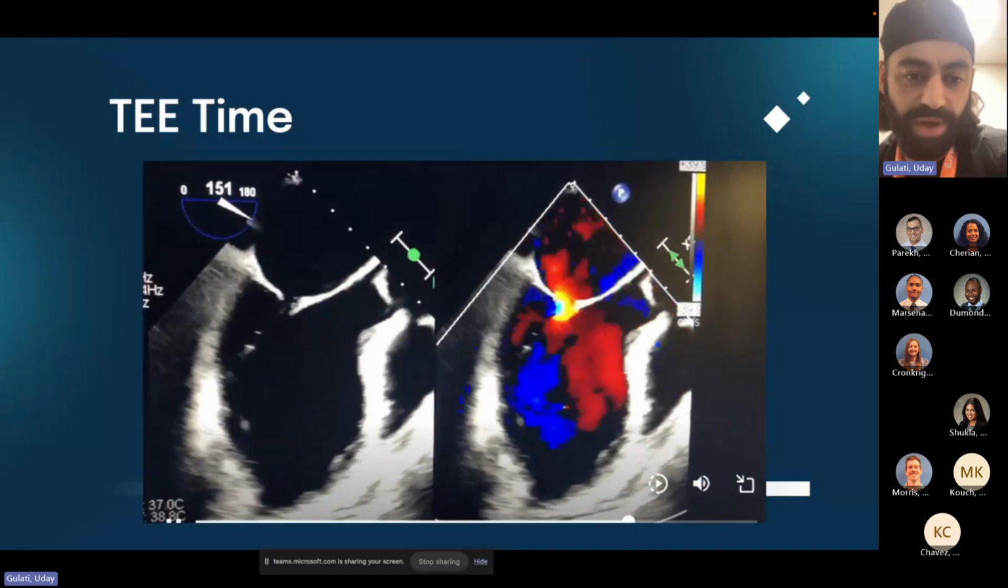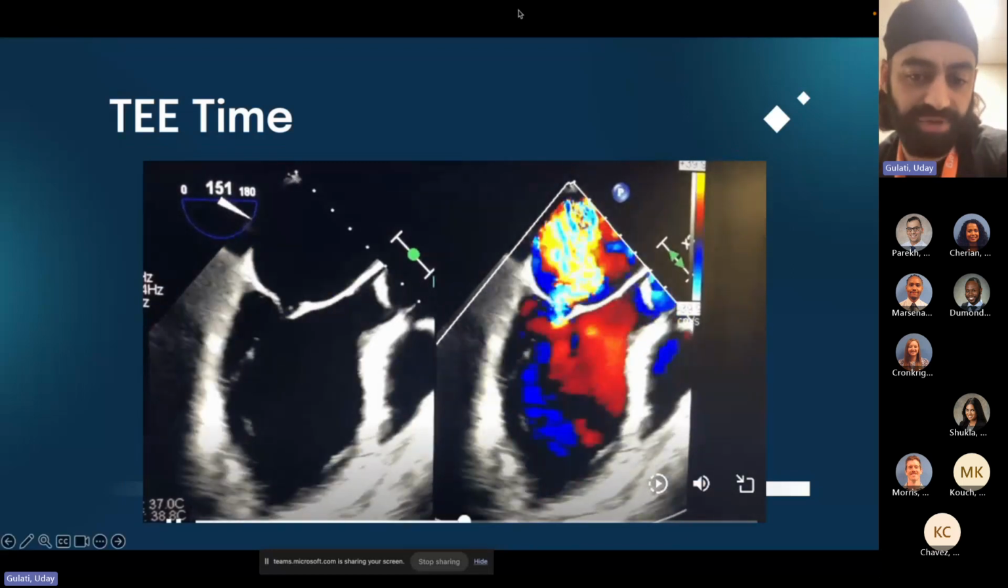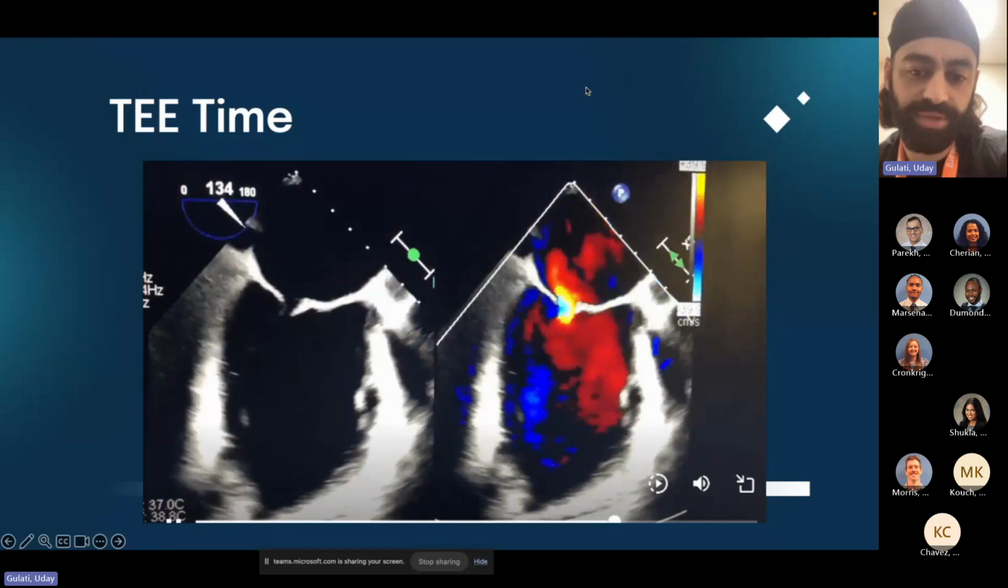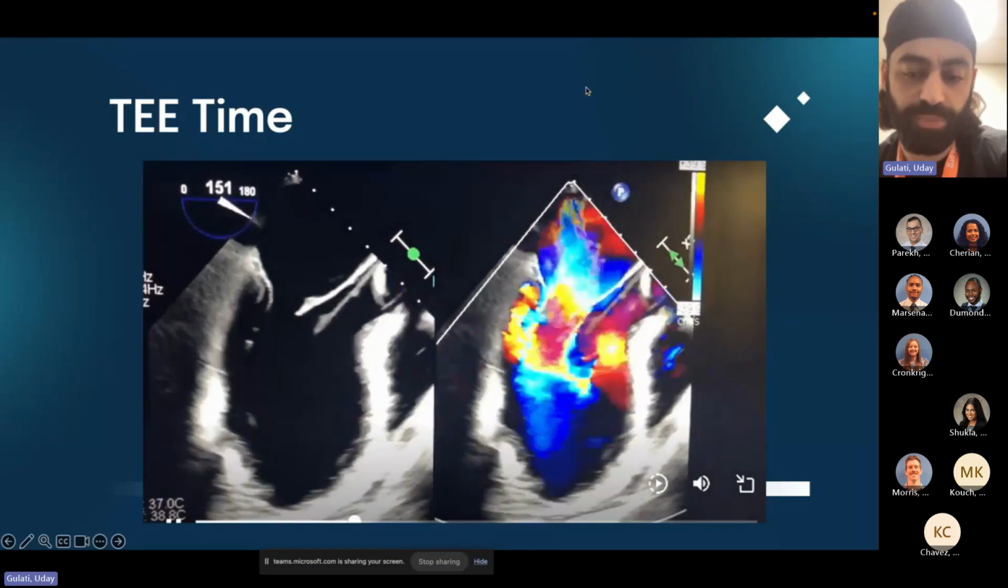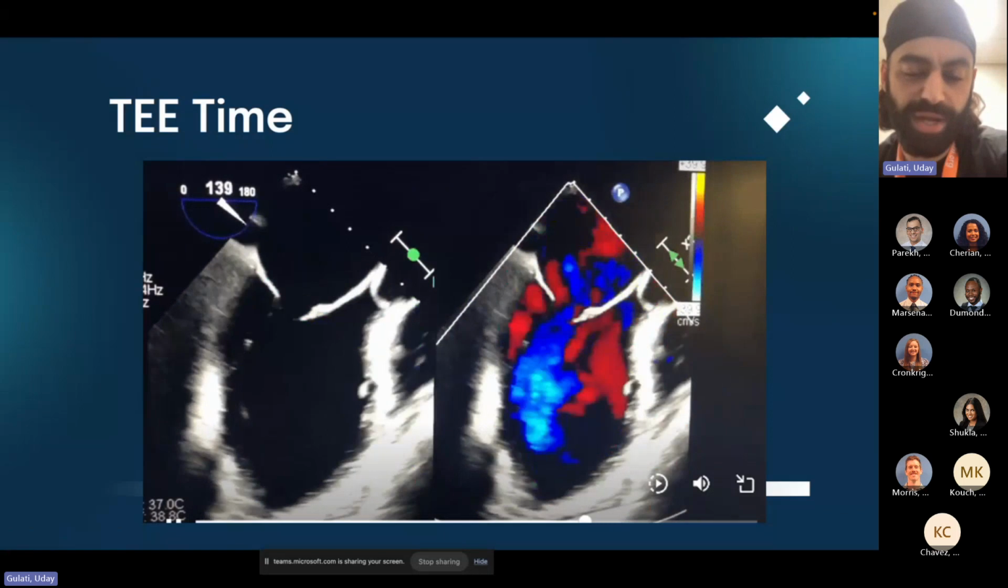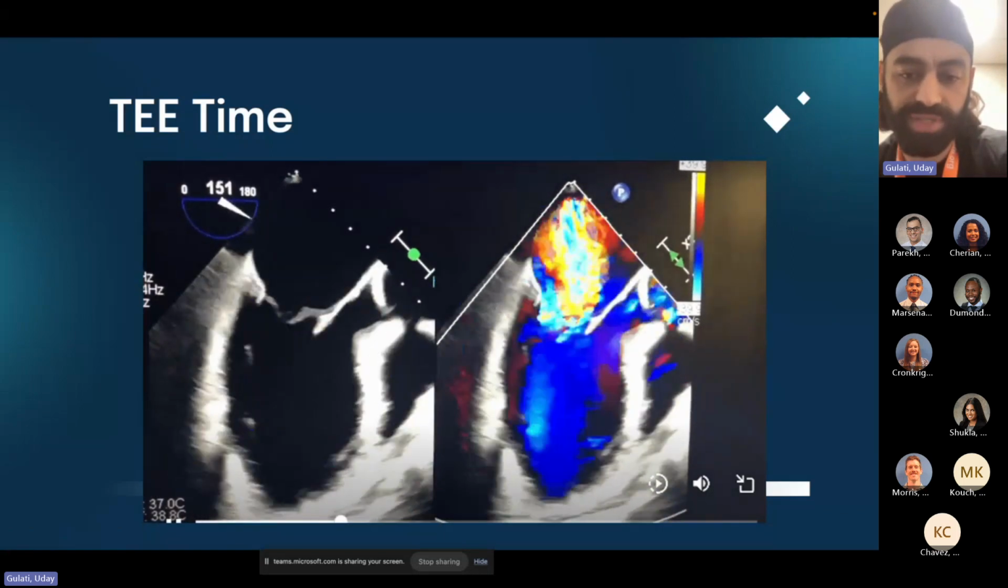This patient comes in profound shock. They see this massive regurgitation. They take a video. They call the interventionalist. They put this guy on VA ECMO, and then immediately had the valve repaired with a mitral clip the same day.